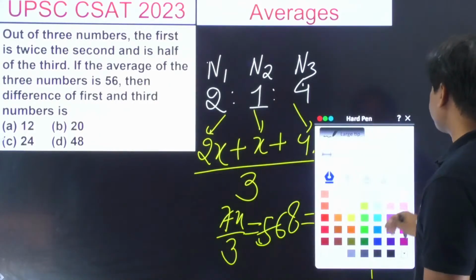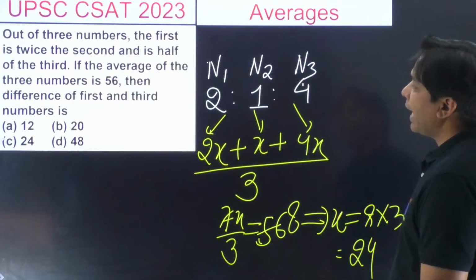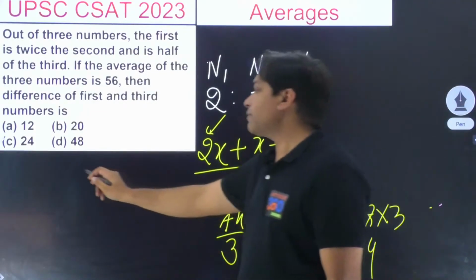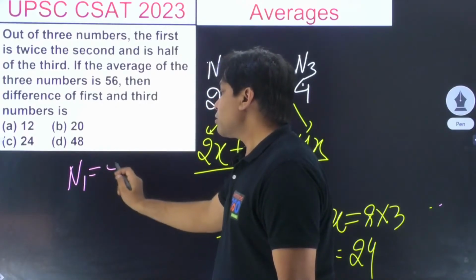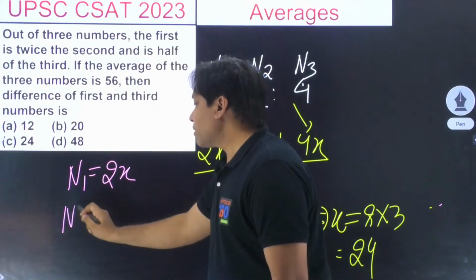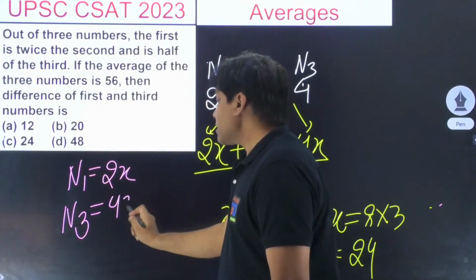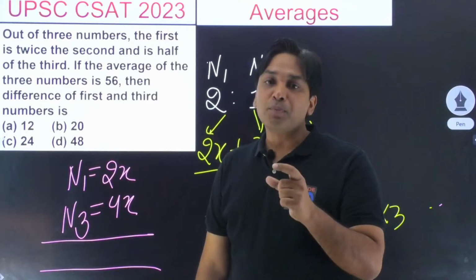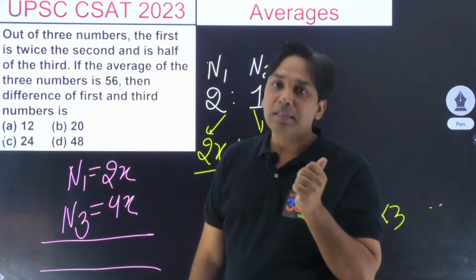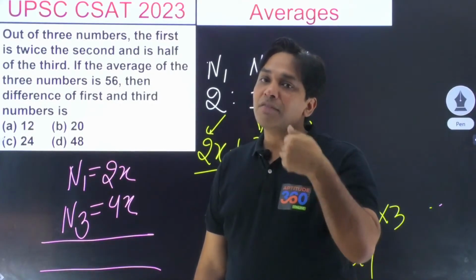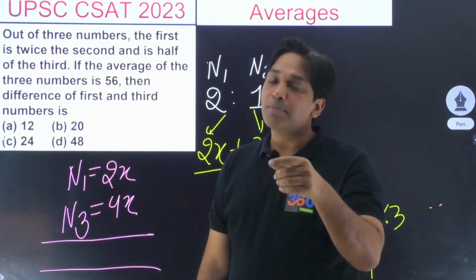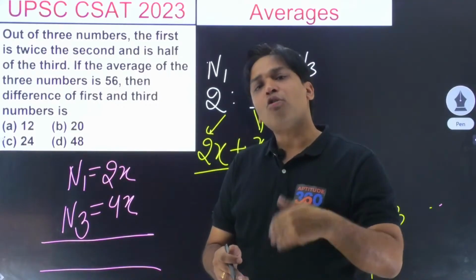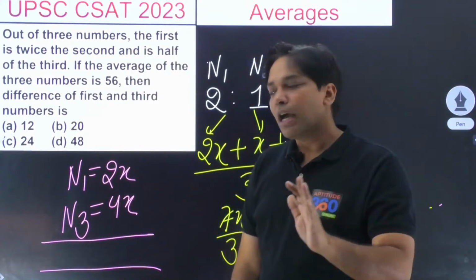That's 24. So what I should do now, and the problem is asking me to find out the difference of the first number. What is my first number out here? My first number is 2x. And what is my third number? 4x. What is the difference between the first number and the last number? Please understand this. Whenever the problem says the difference between the first and the last, please do not be confused whether you will have to subtract the first from the third or the third from the first. Subtract the smaller from the bigger one and your work is done.